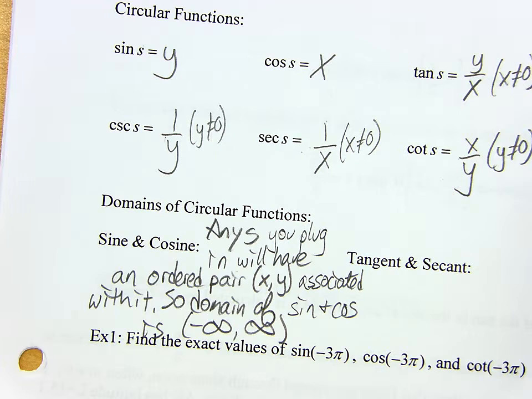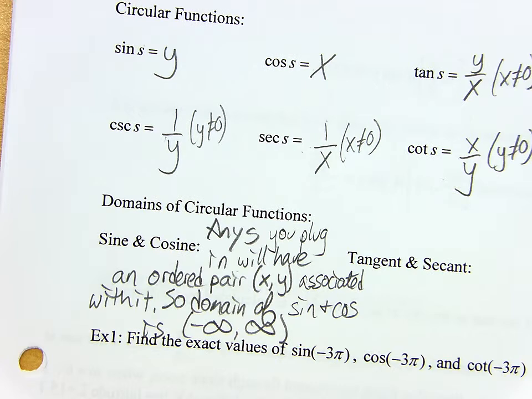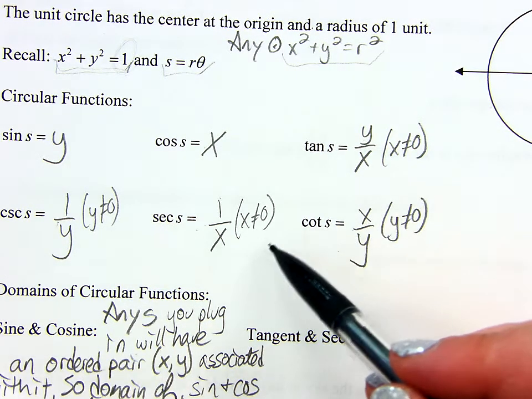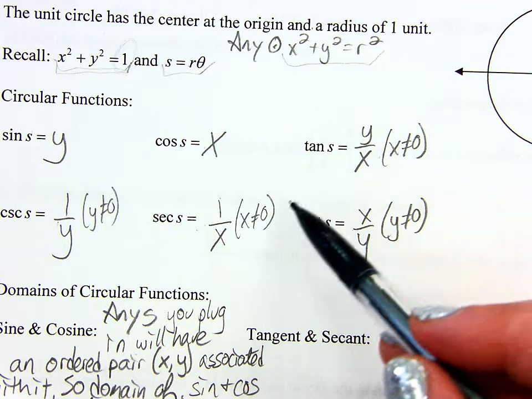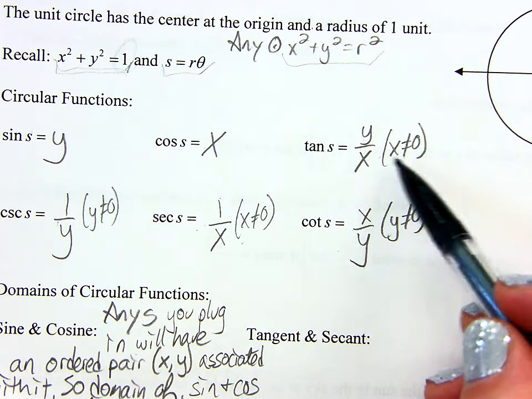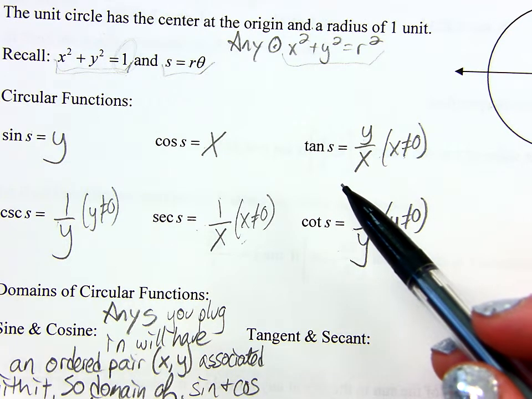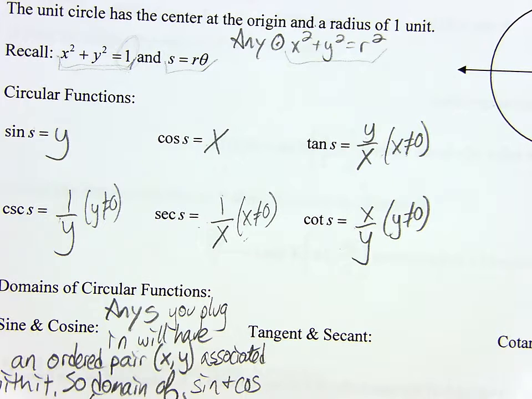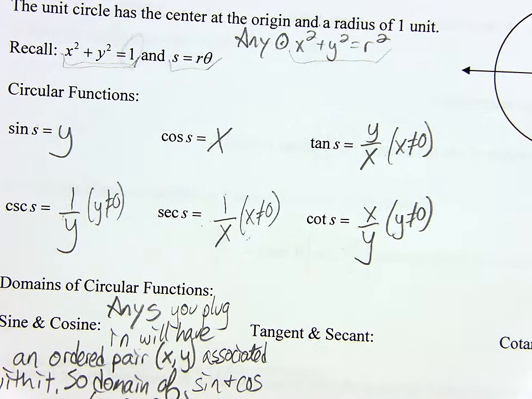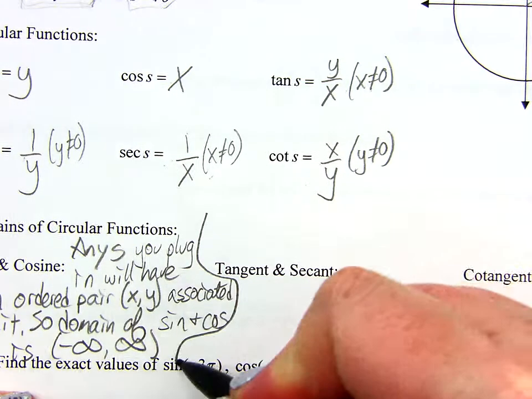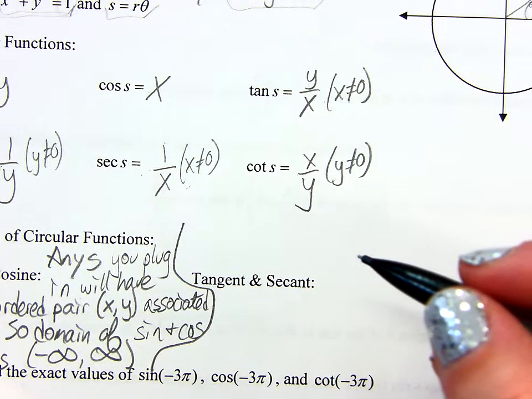Ooh, that's a good tip. Am I going to have the same thing with tangent and secant? Let's look at tangent and secant. What do you notice about tangent and secant? They both can't have x's that are equal to 0. So I cannot plug in an x equal to 0.